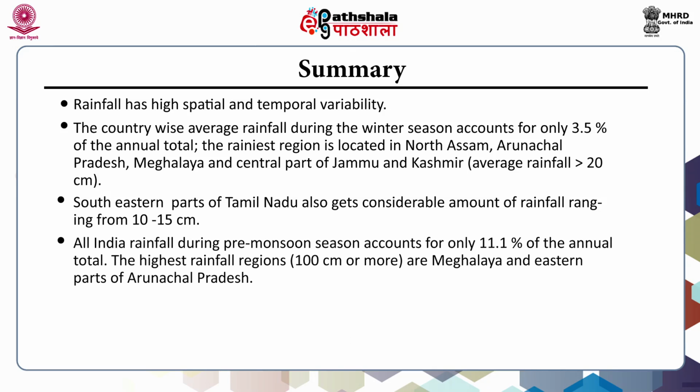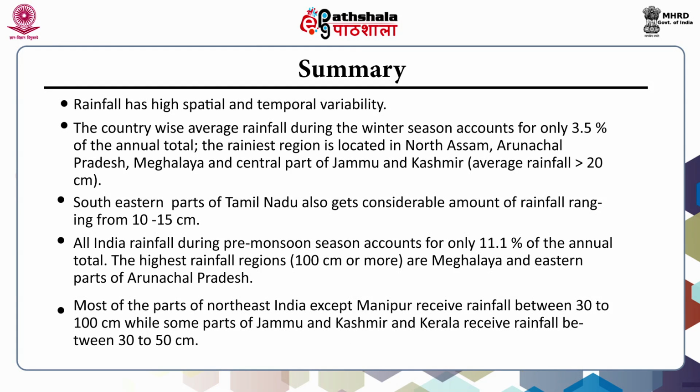All India rainfall during the pre-monsoon season accounts for only 11.1% of the annual total rainfall. The highest rainfall regions, which have rainfall of 100 centimeters or more, are Meghalaya and eastern parts of Arunachal Pradesh. Most parts of northeast India except Manipur receive rainfall between 30 to 100 centimeters, while some parts of Jammu and Kashmir and Kerala receive rainfall between 30 to 50 centimeters.